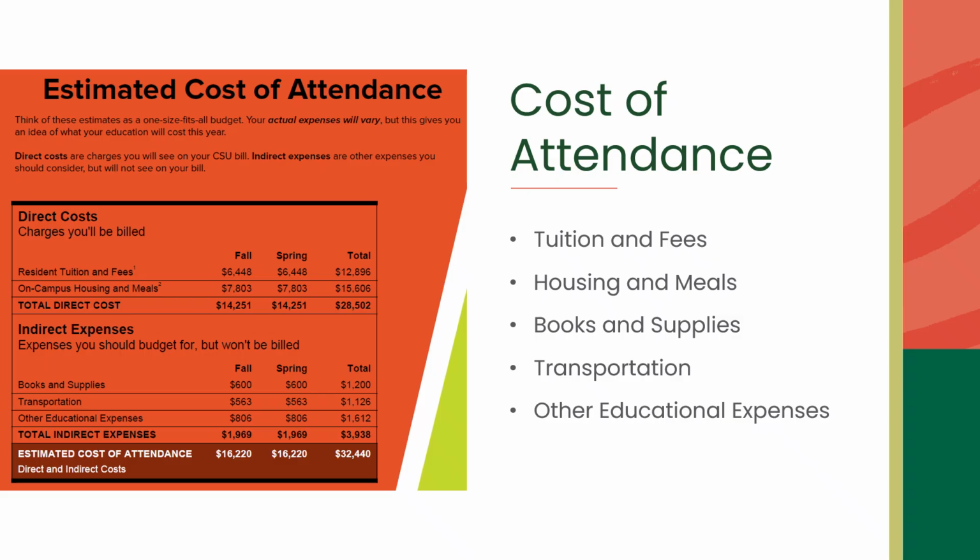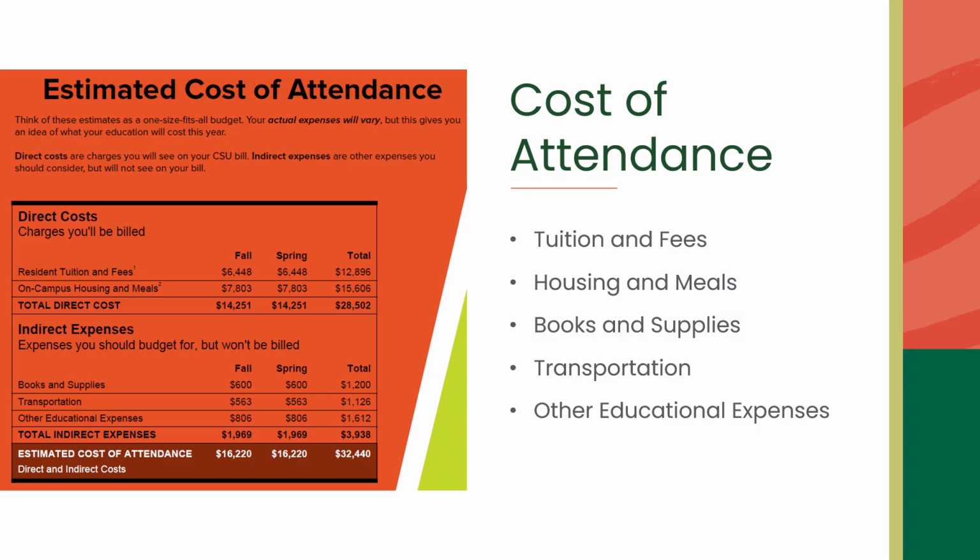Direct costs are charges students will see on their bill. Indirect costs are other expenses students should consider but will not be billed for directly. It's important to note that these are estimated costs and actual expenses will vary for each student. In this example, we can see that in the first section, direct costs include tuition and fees and on-campus housing and meals. The total direct costs are then broken down further.